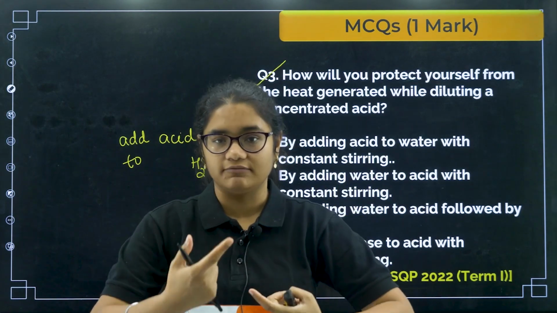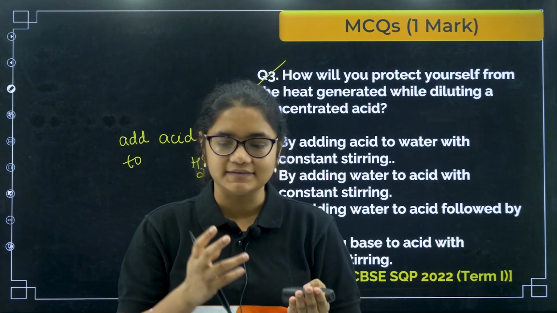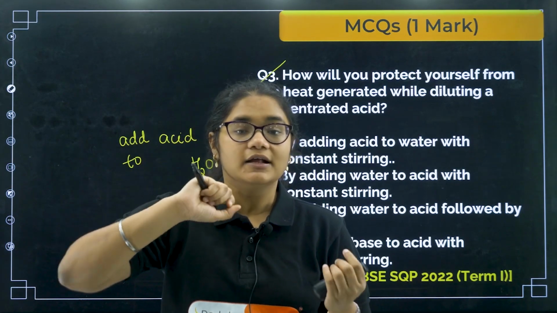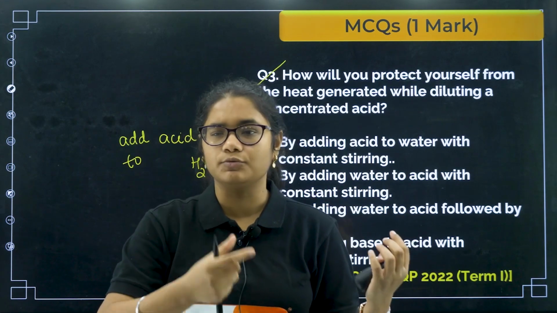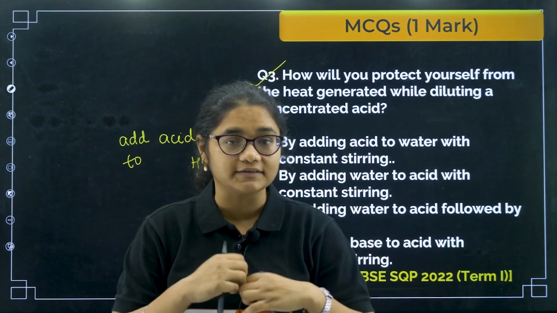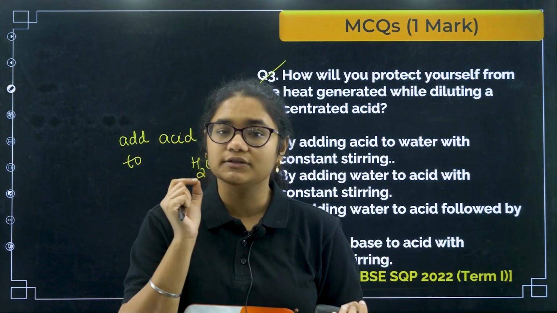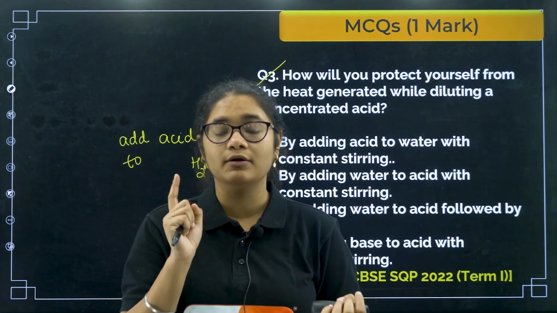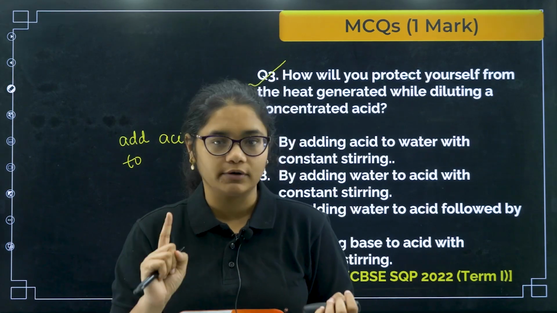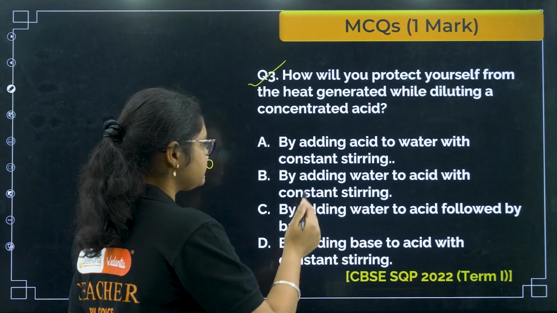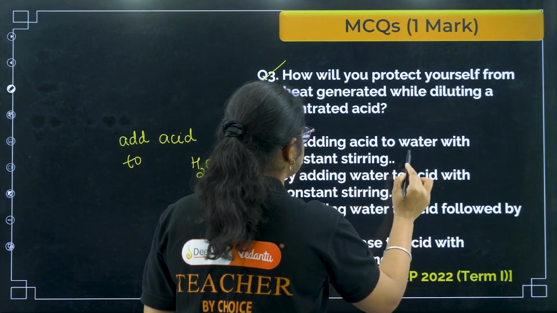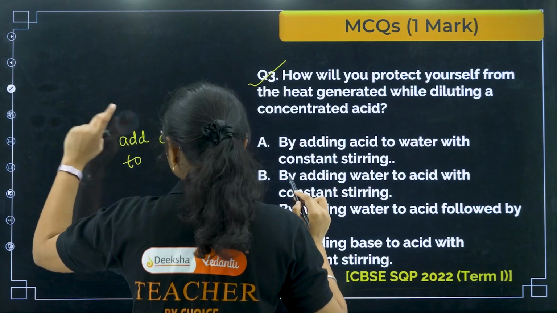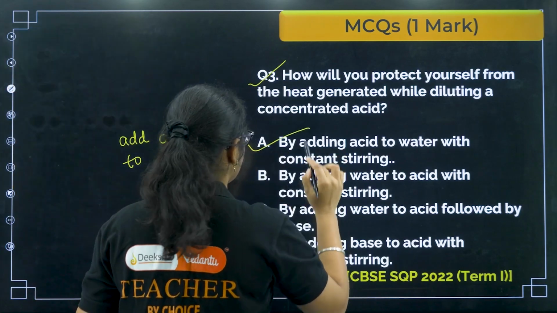But if you do the reverse, you have taken acid and then you add water to that, in that case a huge amount of energy will be released, and the test tube or beaker, whatever you have used, will explode with that heat, right? So it is very, very important to always add acid to water. The correct way is by adding acid to water with constant stirring. Yes, this is the correct way. So the correct answer is option number A here.